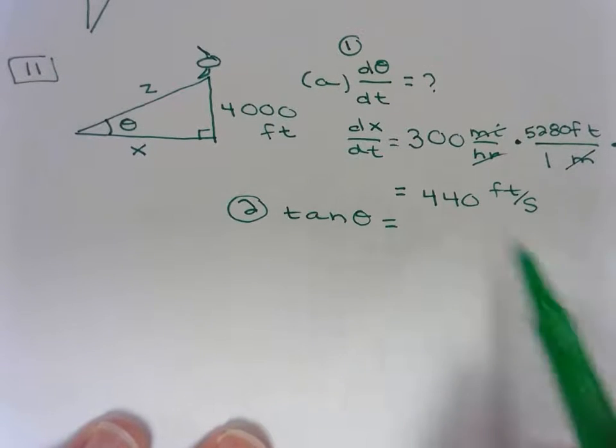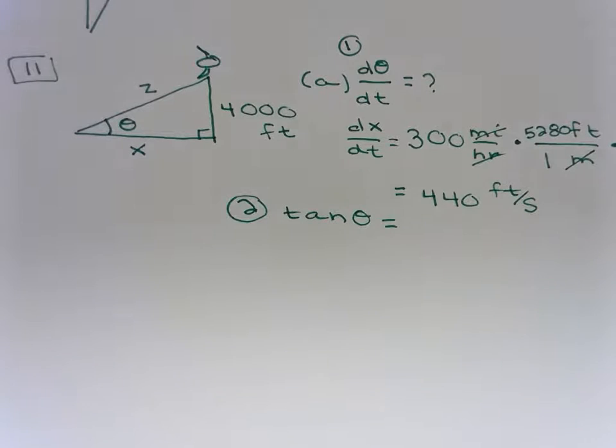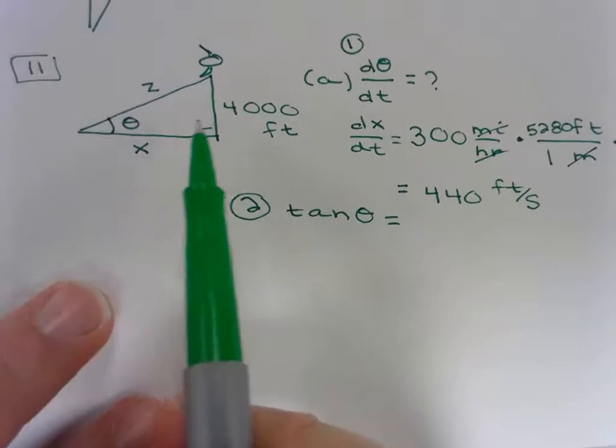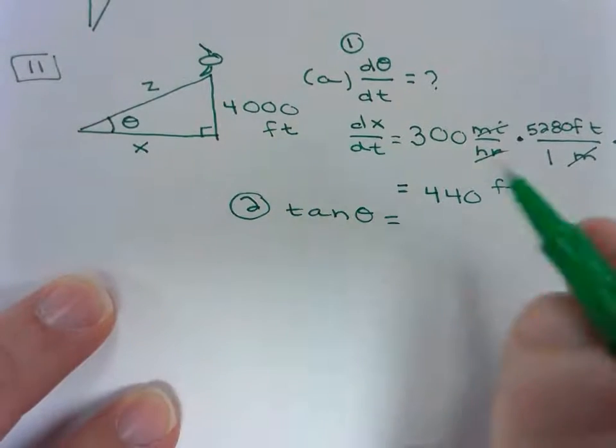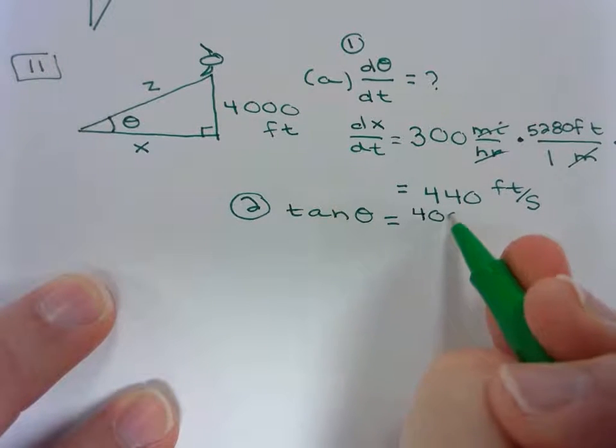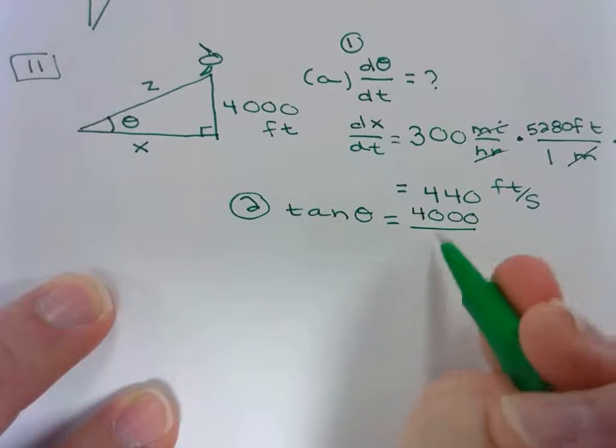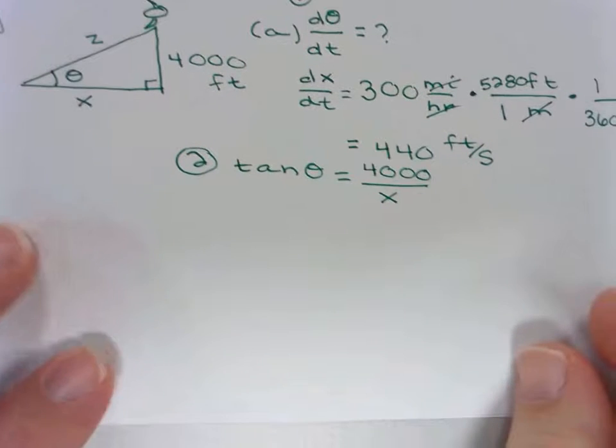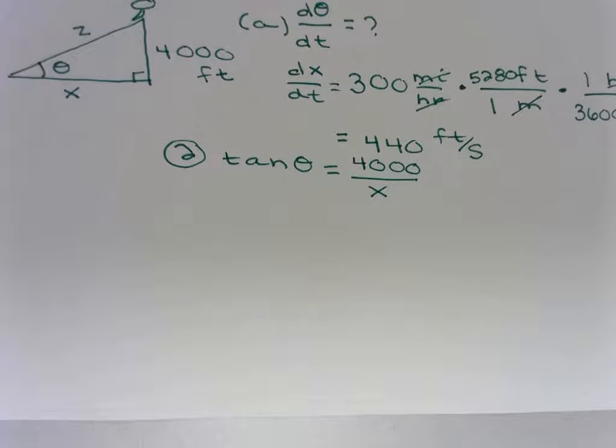No, because that's a rate. So we don't use that until we take the derivative. 4,000, that's a given, so that's not changing. So it's 4,000 over x. Like we did yesterday. Now as I look at this, I'm thinking part 4 is to take the derivative.